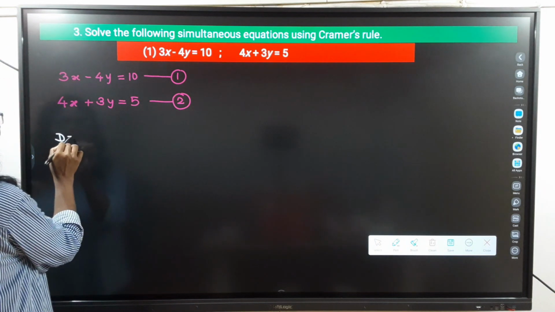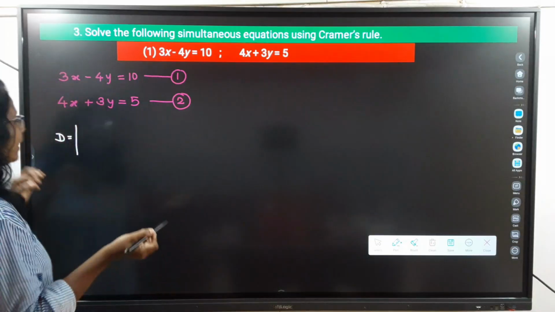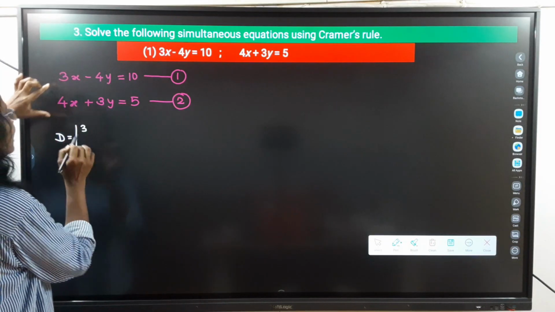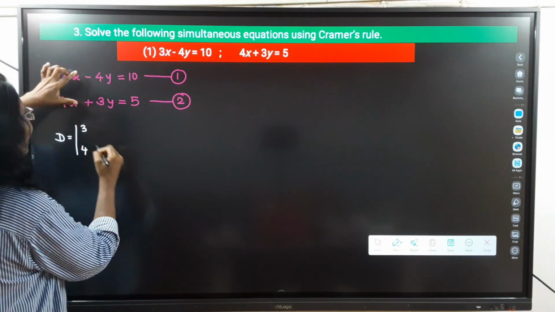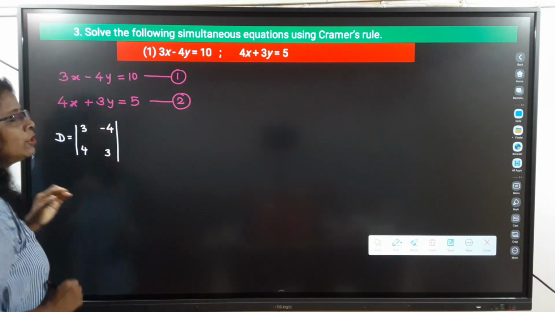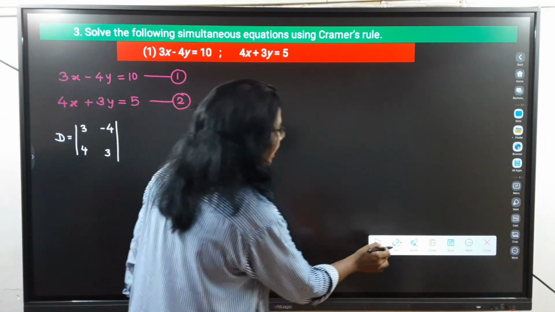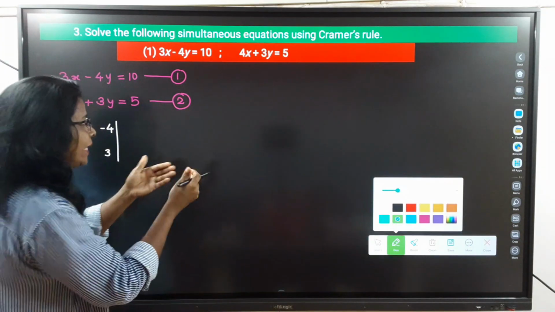So here D is equal to, in the first column we have to write the coefficient of x. So here 3, 4. In the second column, students, we have to write the coefficient of y. So minus 4, plus 3. In such a way we arrange the determinant D. Then, students, we arrange the D of x.